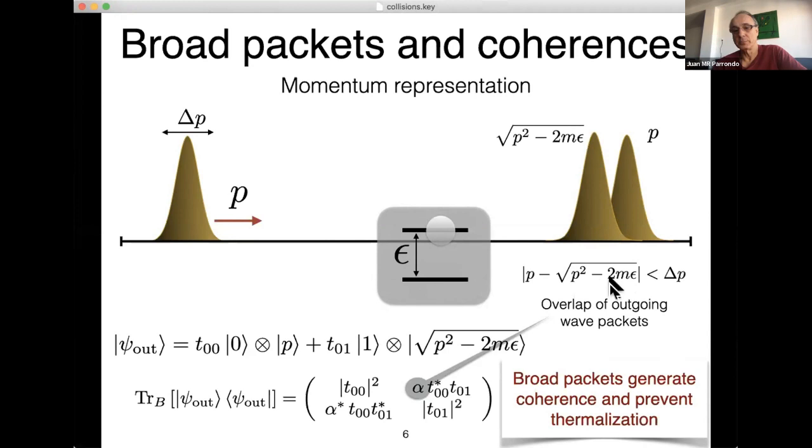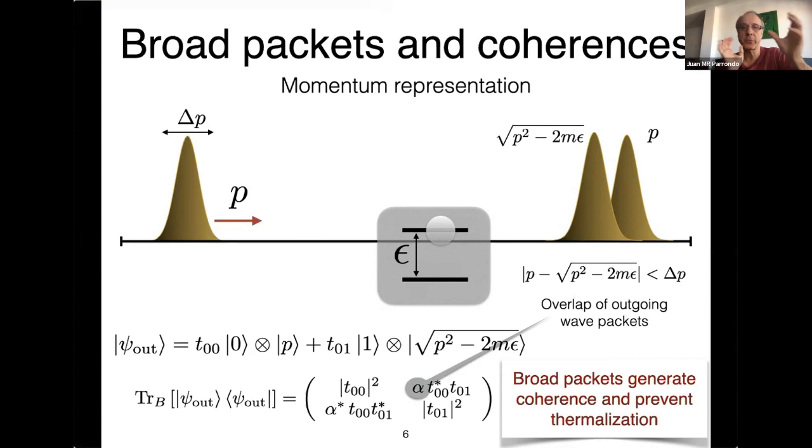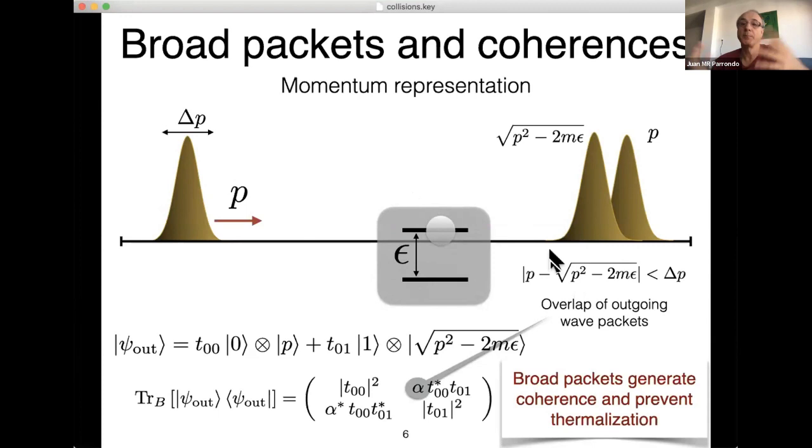This is the condition for a broad packet. There is an overlap if delta P is bigger than the distance between these two wave packets. So if the width of the packets is bigger than the distance. And this is a very problematic condition because it depends on epsilon. The definition of broad or narrow packet does not depend only on delta P, but also on the level spacing of the system. So you have a complicated system, like a chain of spins with a weak interaction, and you know that the levels can be very close to each other. So it is a kind of problem that if I reduce epsilon here, what was a narrow packet now becomes a broad packet, because broad or narrow depends on this epsilon.